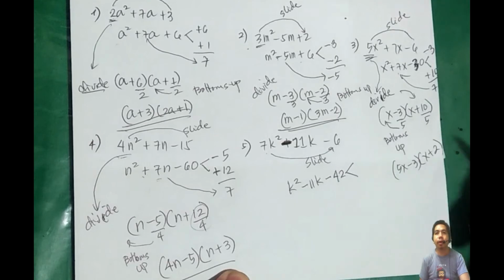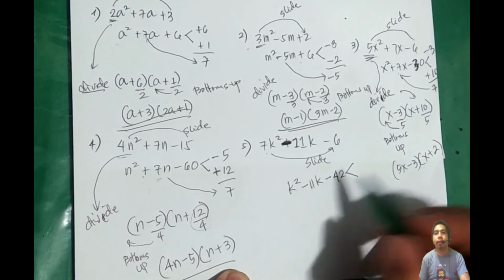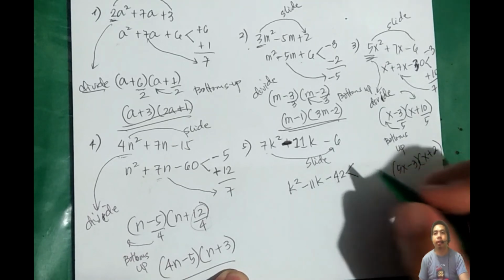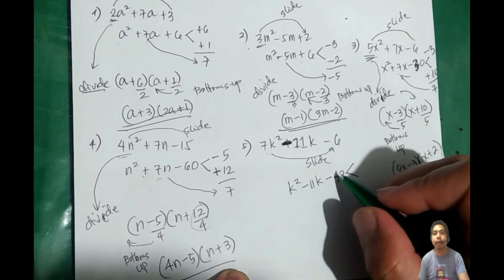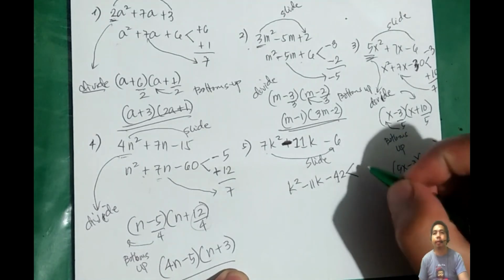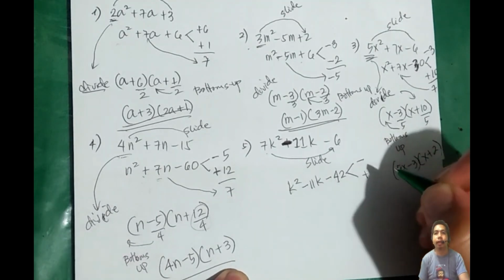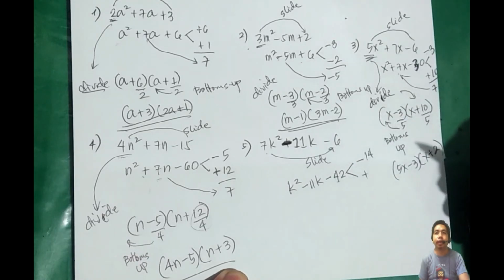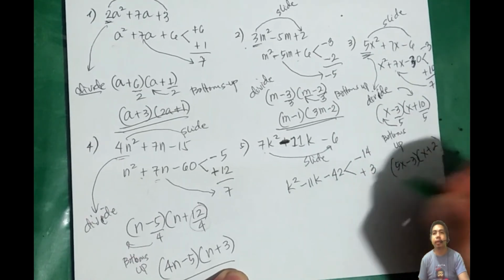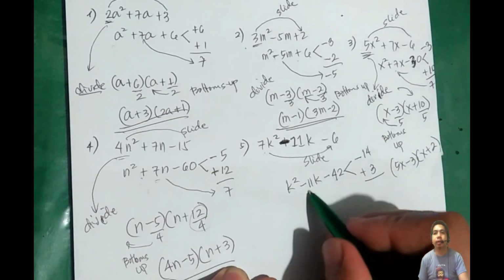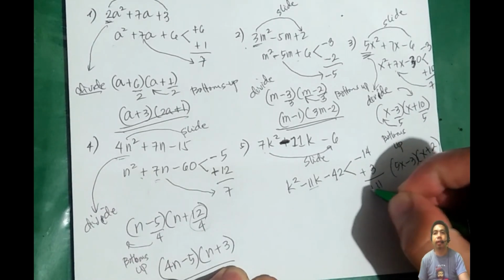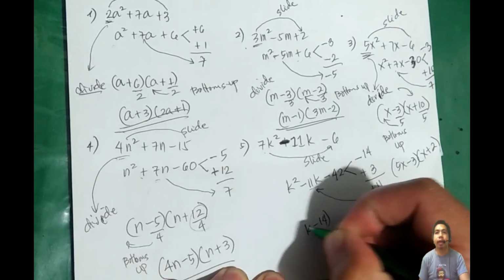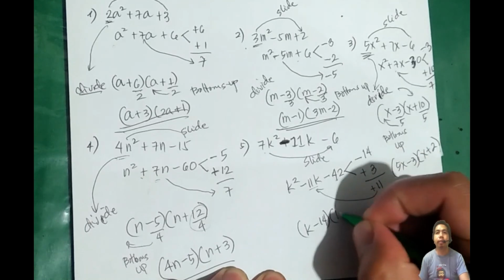So, factor of negative 42. One factor must be negative and the other should be positive. So, ano yung factor ng negative 42 na kung saan ang difference ng factor dapat equal sa 11? So, isa diyan dapat negative, yung isa naman positive. Negative 14 and positive 3. Okay, pag pinag-add natin to, dapat equal yan sa negative 11. So, that is negative 11. Sorry for that one. Should be negative 11. K minus 14 multiply to k plus 3.